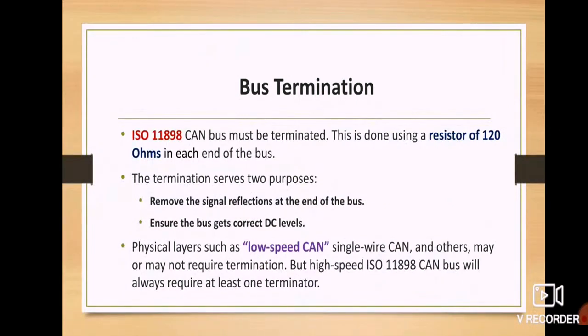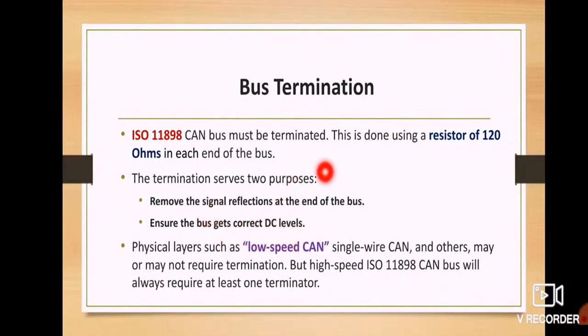This CAN bus termination is from ISO 11898. This ISO standard has made it so the CAN bus must be terminated, and this is done using a 120 ohm resistance at each end of the bus, because there are two purposes. If there is no termination, then there will be signal reflection at the end of the bus, and there will be no correct DC levels, as these are digital signals.